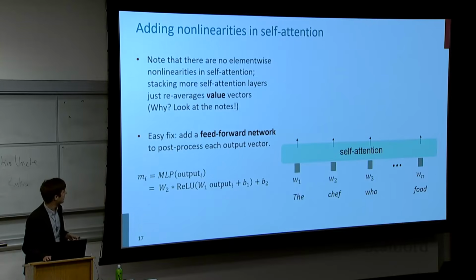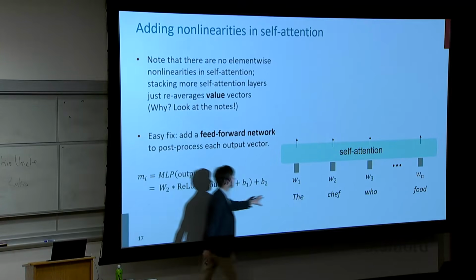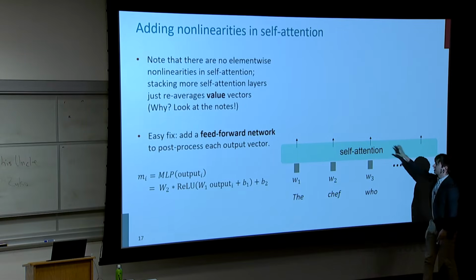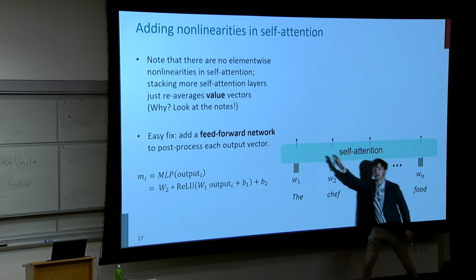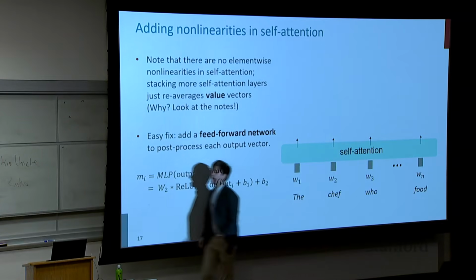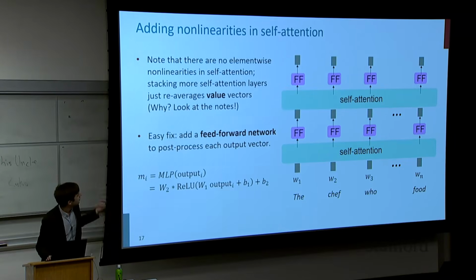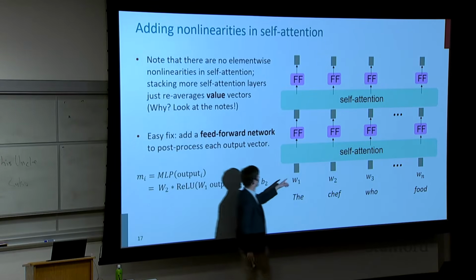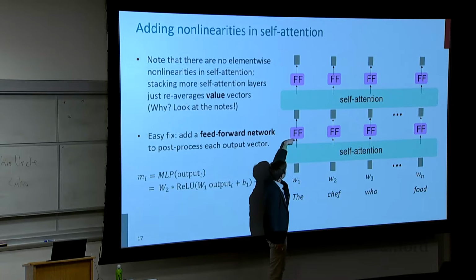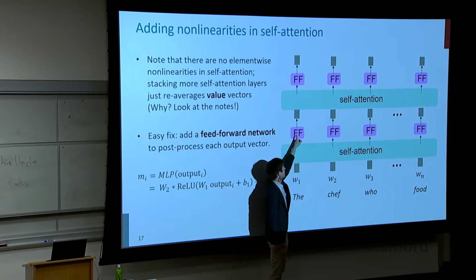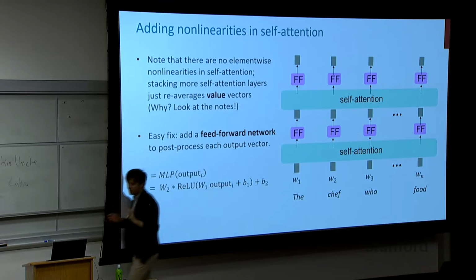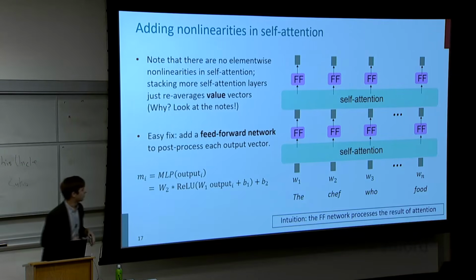What this looks like in self-attention is that I've got this sentence, the chef who, food, and I've got my embeddings for it. I pass it through this whole big self-attention block, which looks at the whole sequence and incorporates context and all that. And then I pass each one individually through a feed-forward layer. So this embedding that's the output of the self-attention for the word the is passed independently through a multi-layer perceptron here. You can think of it as combining or processing the result of attention.